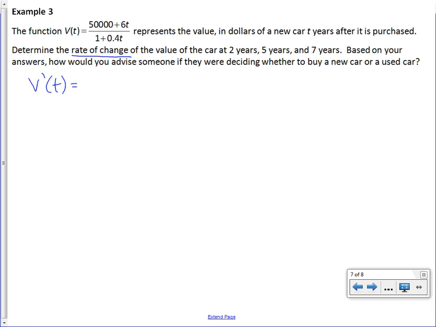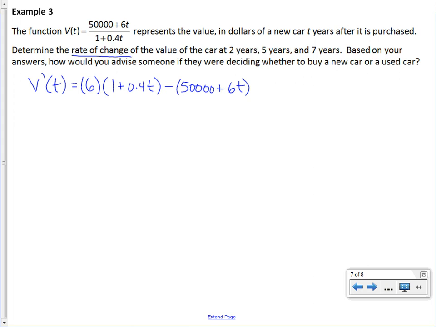Derivative of the top. Is anything happening with this 50,000 here? Derivative of the top, the derivative of constant is 0, derivative of 60t is 60, so that's the derivative of the top, 60. Times the bottom, I copy the bottom. Minus the top, I copy the top.